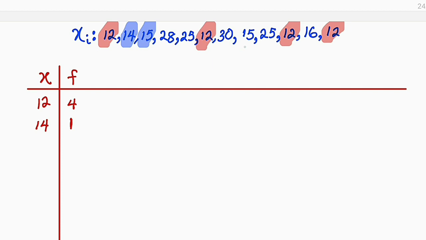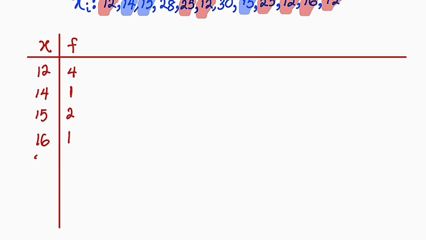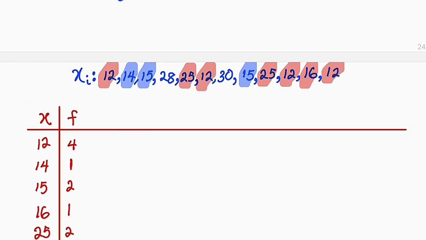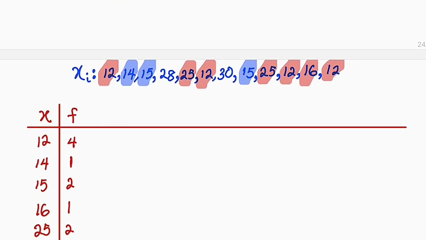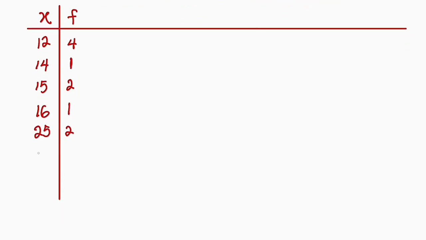15, we have 1, we have 2. I think they are 2 in number. So 15, we have 2 of them. We have 16, which is also a single value. We have 25, 1, 2. They are 2 in number. So 25, they are 2 in number. And then we have 28 and 30. They are all 1 in number.